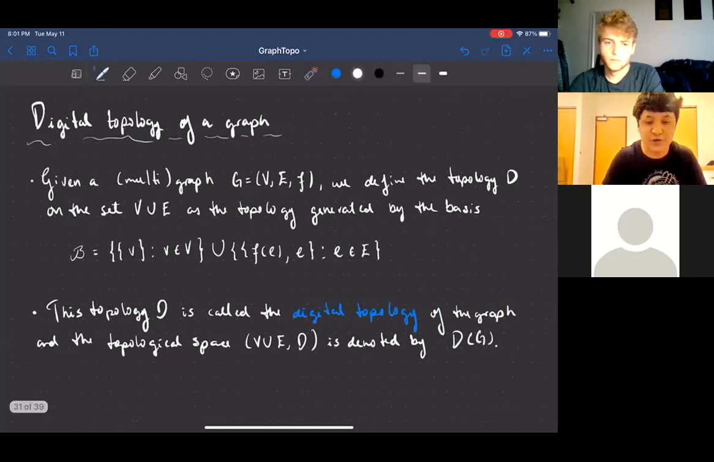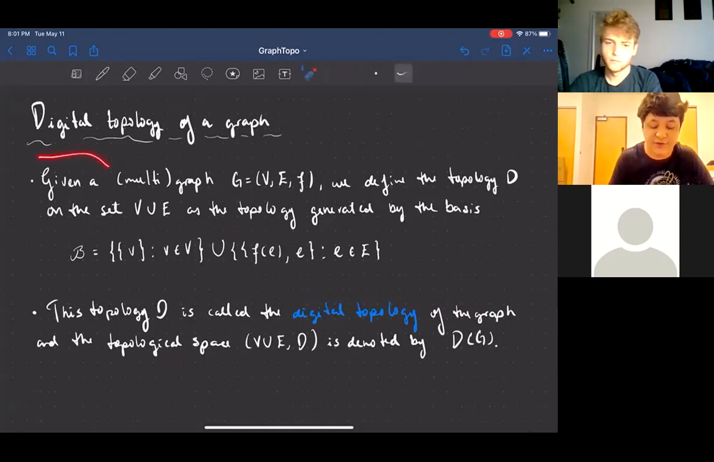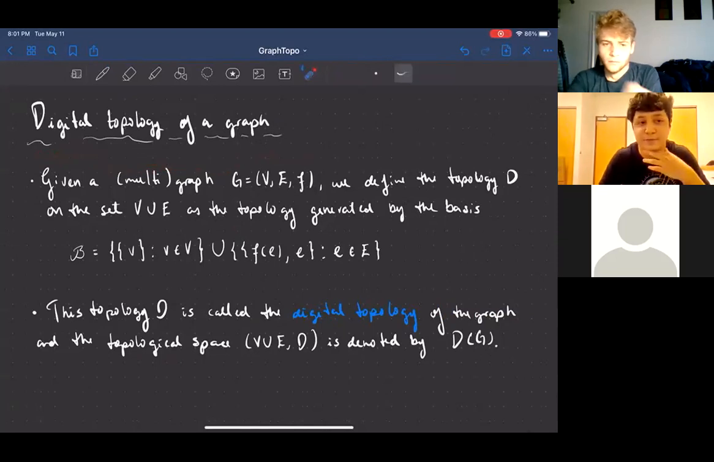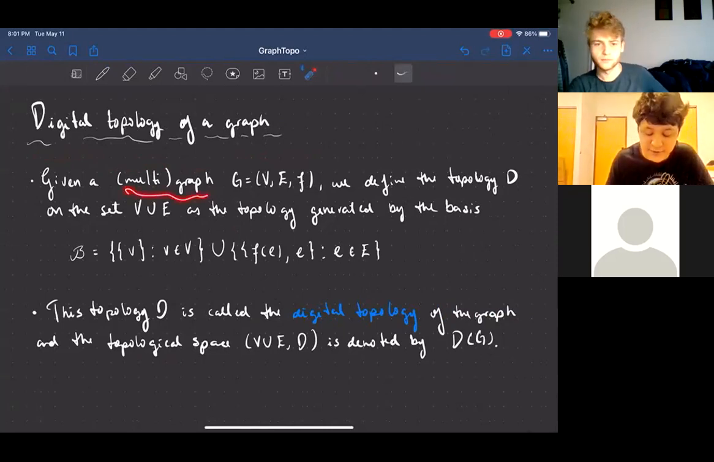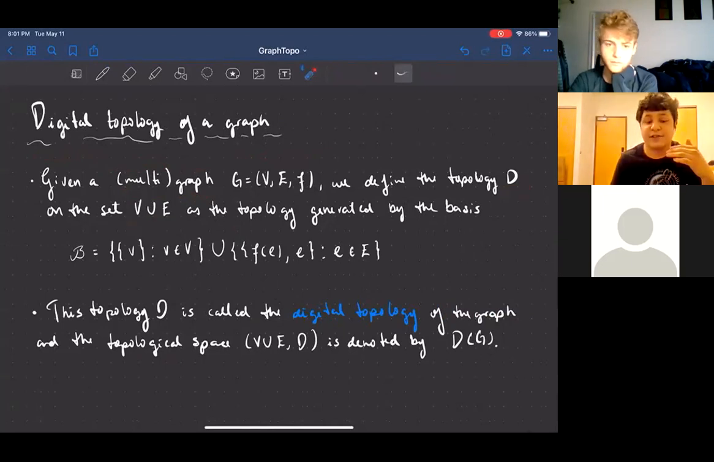So the first solution people found was the digital topology of a graph, which is really close to the digital topology I defined before. Given a multigraph, we define this topology D on the union of the set of vertices and the set of edges, as the topology generated by this basis.